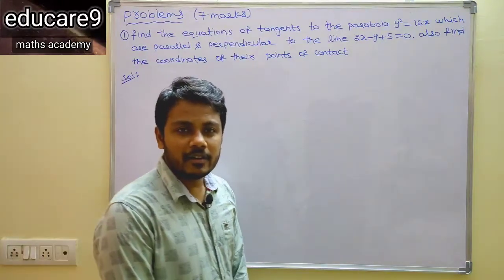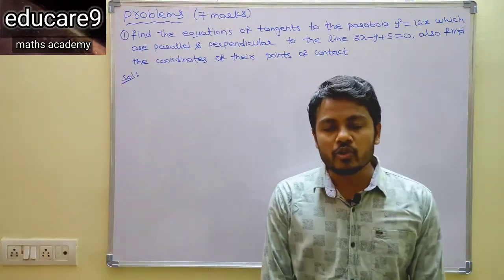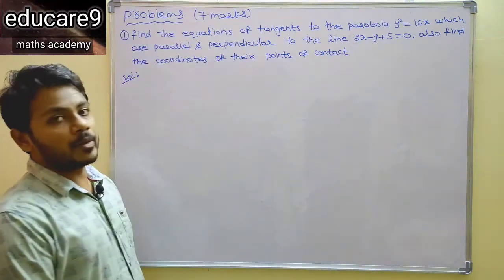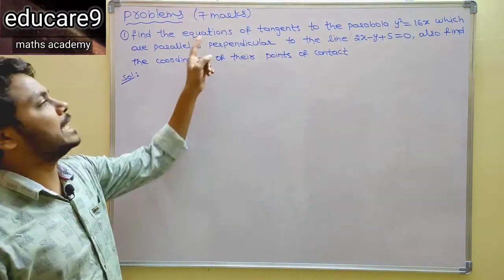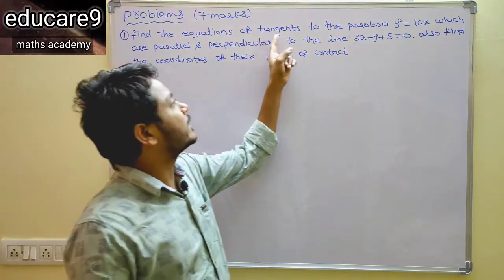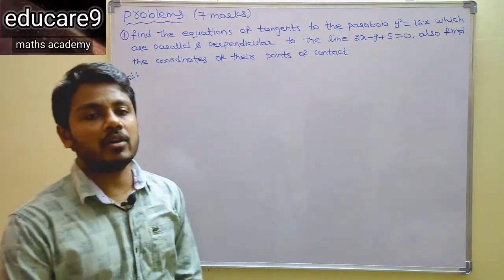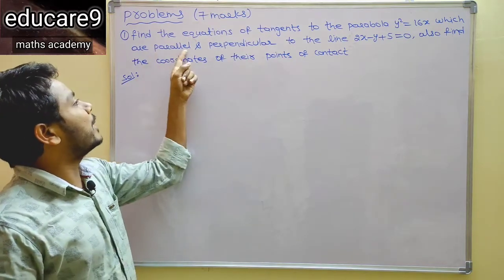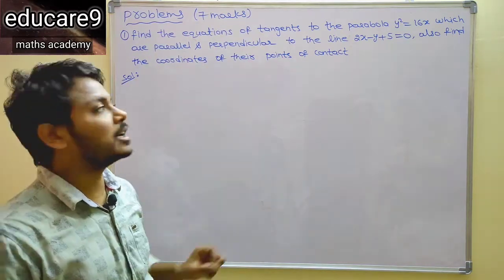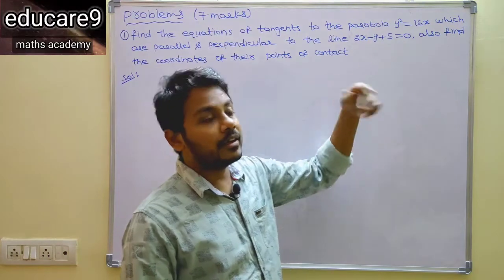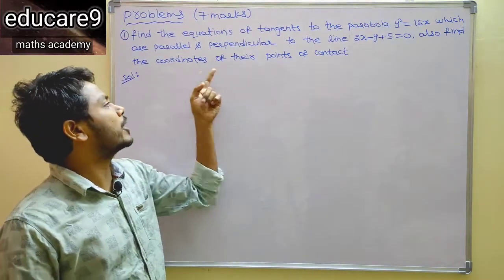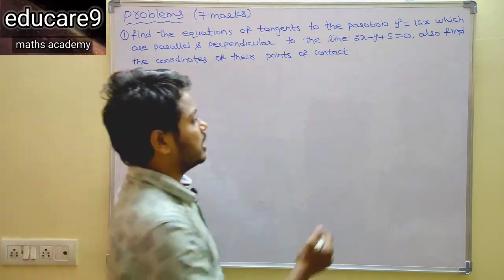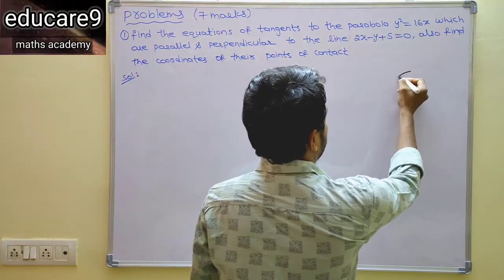Hi everyone. For this session we will discuss a few 7 marks problems. Here is the first problem. Find the equations of tangents to the parabola y square equal to 16x which are parallel and perpendicular to the line, and also find the coordinates of their point of contact. See here, this is the given parabola.